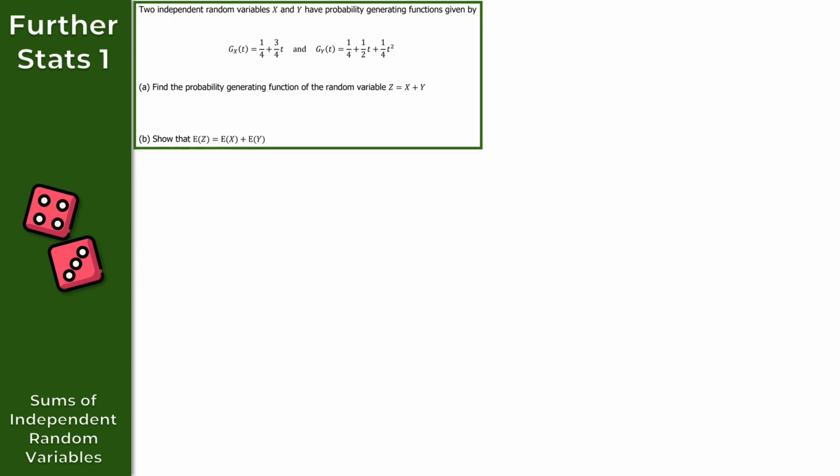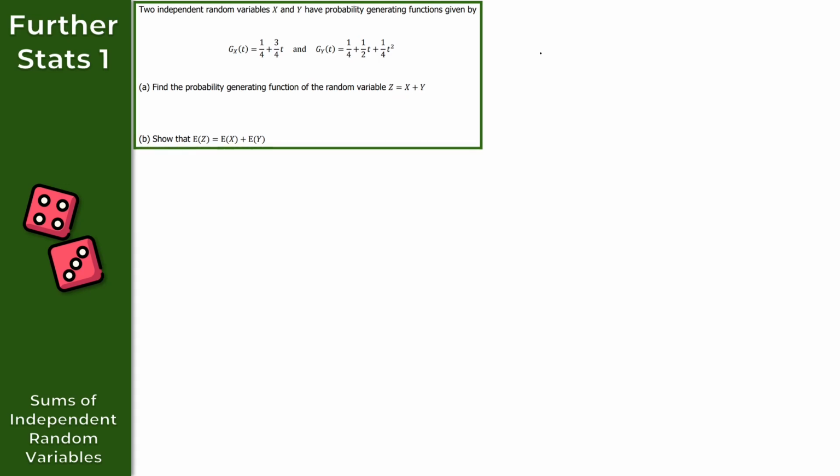Now for question 1, we are given two independent random variables, X and Y, and we're told they have the following PGFs. I've got G_X(t), and we also have G_Y(t). For the first part of this question, it asks us to find the PGF, the probability generating function, of the random variable Z, which is equal to X plus Y.